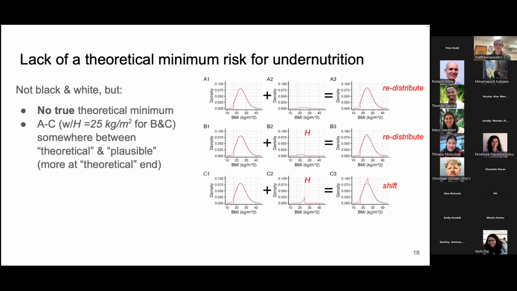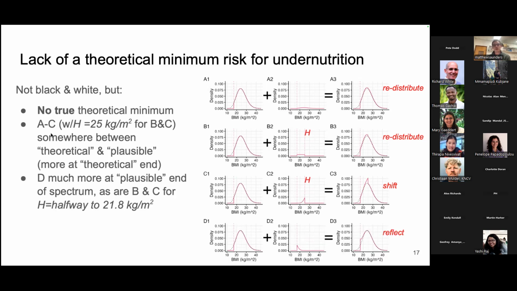And basically, we're moving down this spectrum of theoretical to plausible. So in the third scenario, we basically shift people over. So we take all the people who are undernourished and we just shift them. And in the final scenario, which is the most plausible end of the spectrum of potential interventions, we take everybody who's undernourished and we sort of do this reflection where the majority of them move from a BMI of under 18.5 to a BMI of just above 18.5. And you can see how that looks in D3. So that's sort of representing a small impact of potential nutritional interventions.